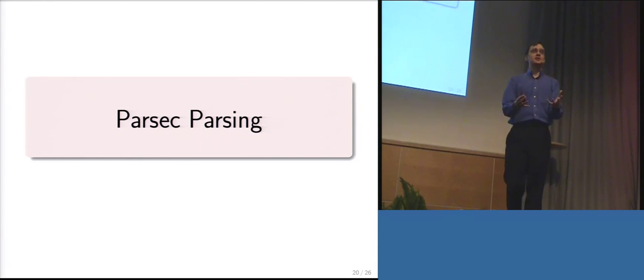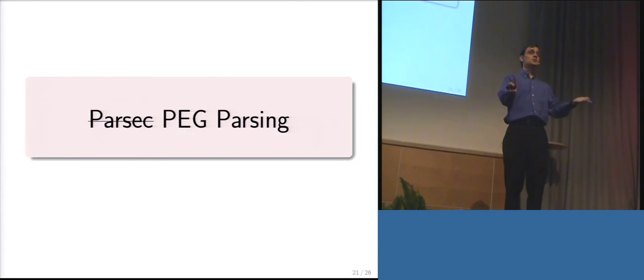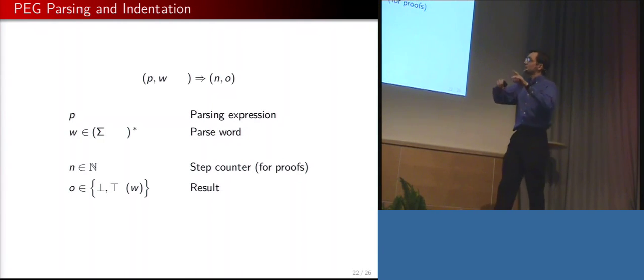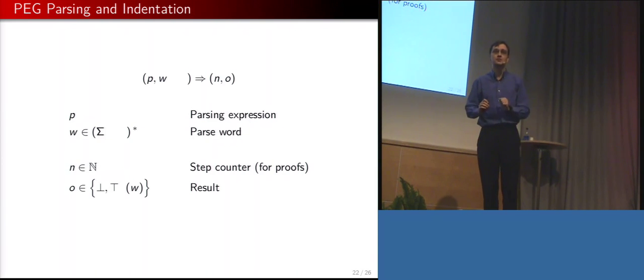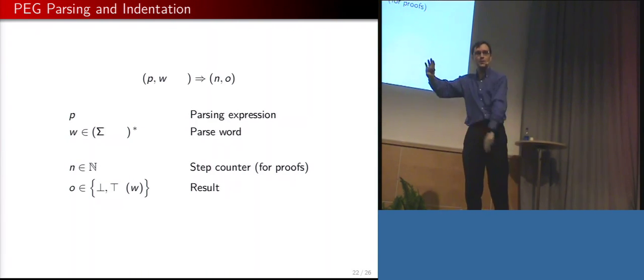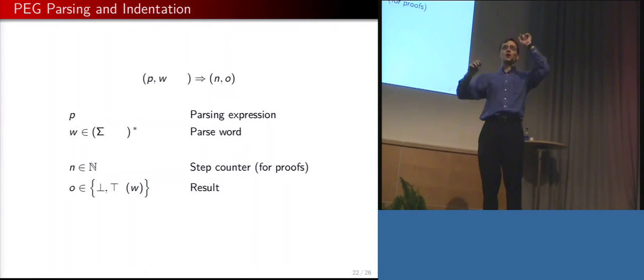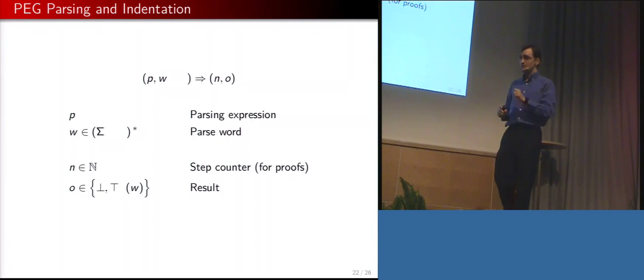Okay, so we wanted to implement this idea in Parsec. Well, as we observed in the paper, Parsec actually turns out to just be a variation on PEG. So the question is, how would you implement this in a PEG parser? Well, the way PEG works is that it's a rewrite relation from a parsing expression P and an input word W to a step counter N, which is just used as a metric for proofs, and a result O. Now that result could either be bottom for a failed parse, or it could be top for a successful parse. If we are successful, the result also includes the prefix of the input string that we consumed.